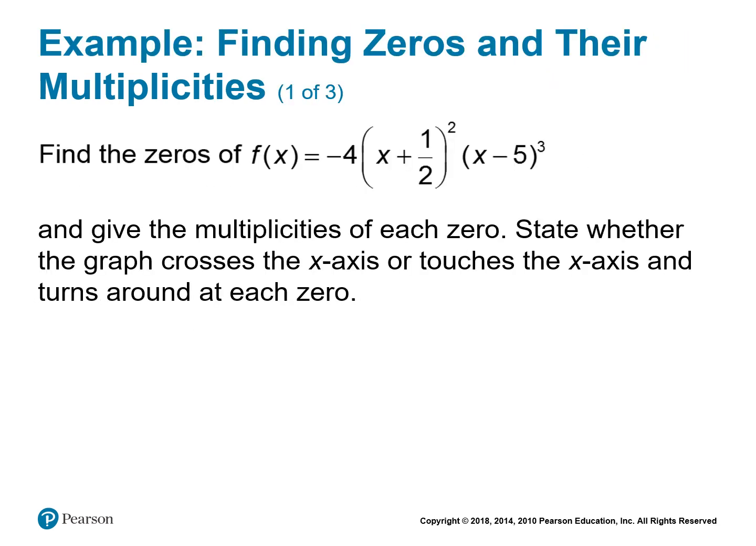Okay, good. So here we have an example to work through applying the rule that we just learned on multiplicities. It says finding zeros and their multiplicities. They have given us a function and we see that the function is already in factored form. All right, so it makes things easier for us. We can skip the factoring process because everything here is in factored form. We just have to find the multiplicities of each zero, state whether the graph crosses the x-axis or touches the x-axis and turns around at each zero.